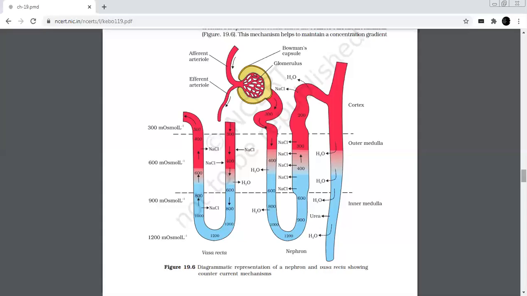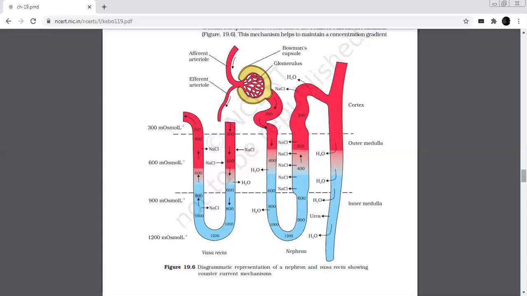Permeability to urea is found only in the deeper parts of the thin ascending limb of Henle's loop and the collecting duct. Urea diffuses out of the collecting duct and enters the thin ascending limb. A certain amount of urea recycled in this way is trapped in the medullary interstitium by the collecting tubule. Thus, the collecting tubule plays an important role in the process.